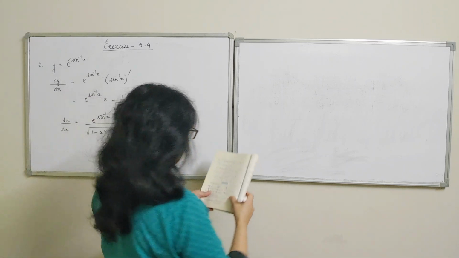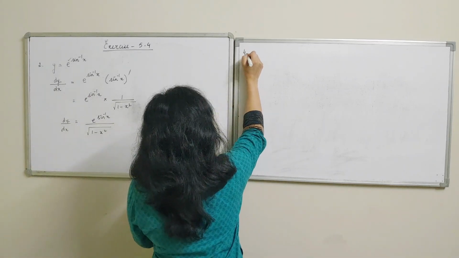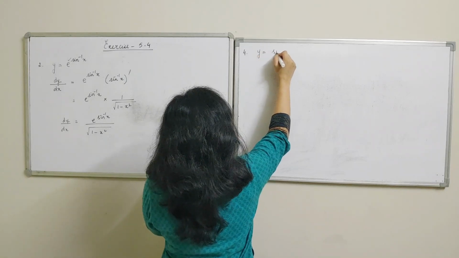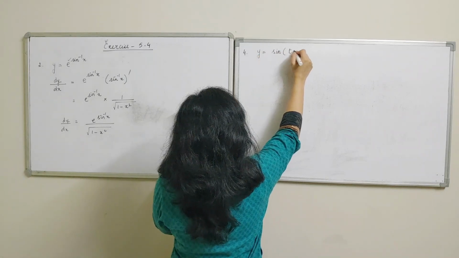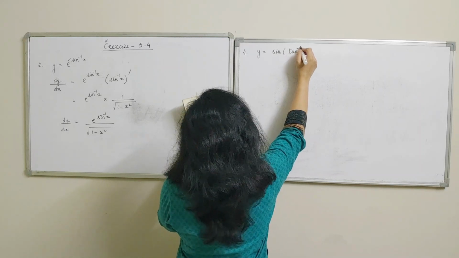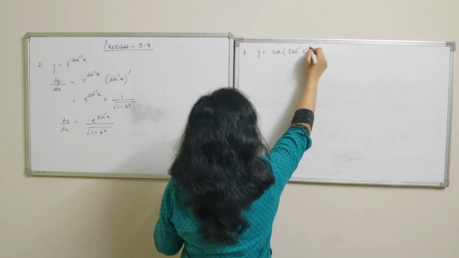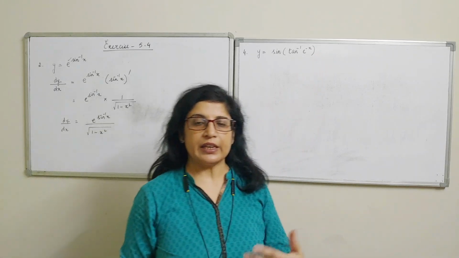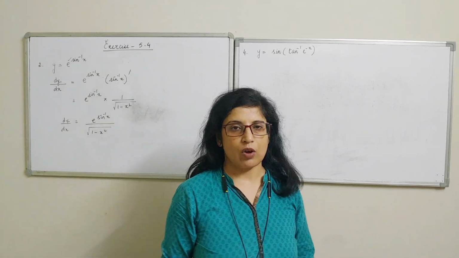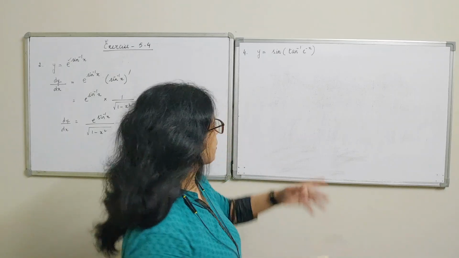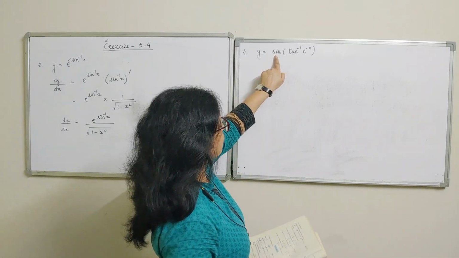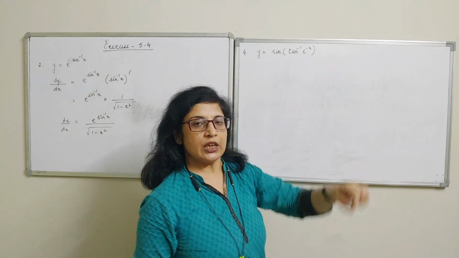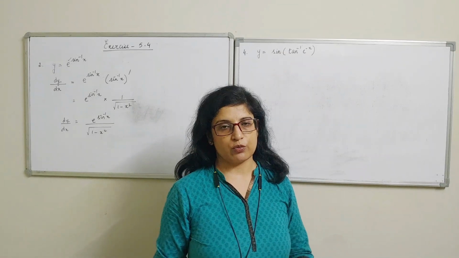So next let us try question number 4. So y is sine tan inverse e to the power minus x. You again see that this is just not the sine x function, so that means it's a composite function. So how many functions do we see here? There's a sine function, then tan inverse function, and then composite exponential function as well.